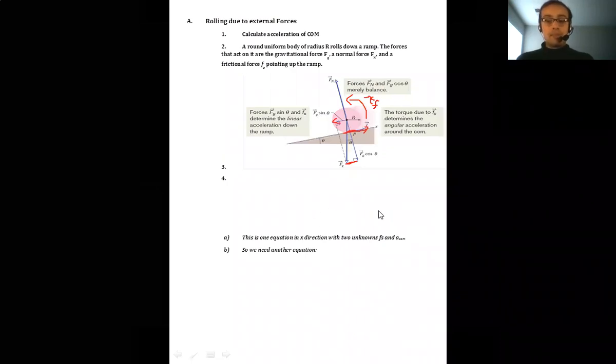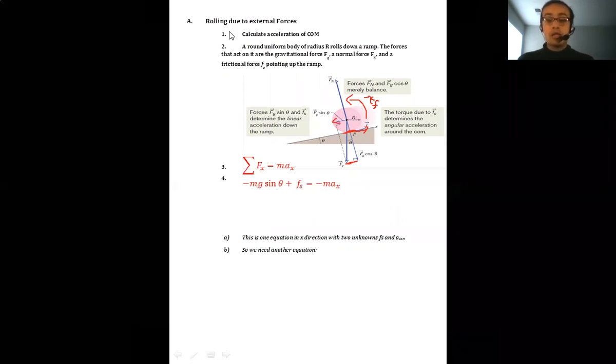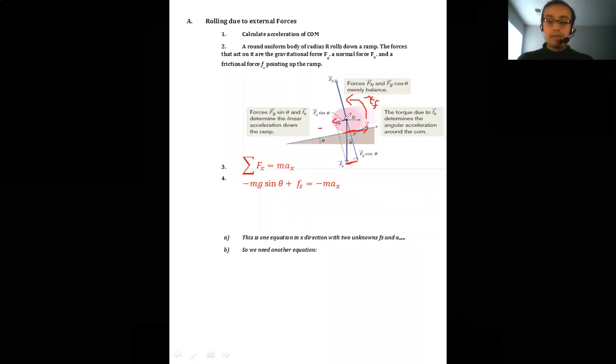So let's go about trying to solve this problem. The sum of forces in the x direction is equal to m a sub x. Boring, we've done that before. And we know that the sum of forces is going to be negative mg sine theta plus the force of static friction is equal to negative m a sub x. Why did we set the signs this way? Well, in this particular problem, we are defining the positive x-axis as being over here. So it's going up the ramp.